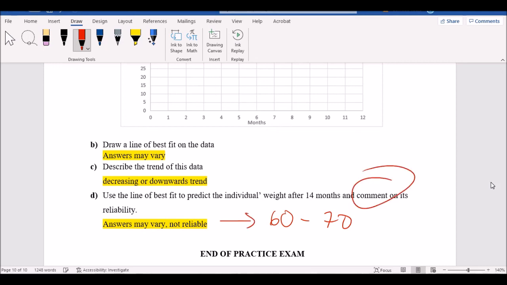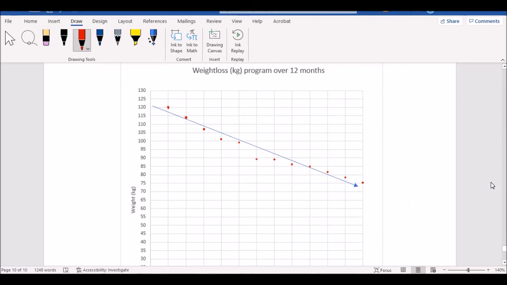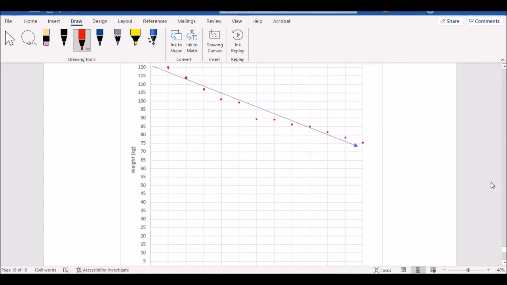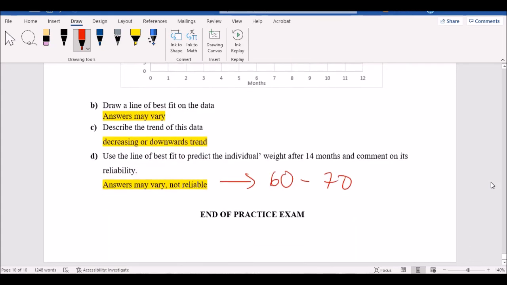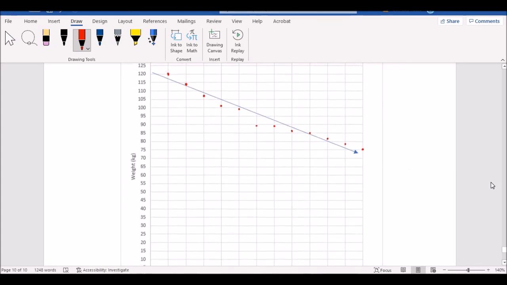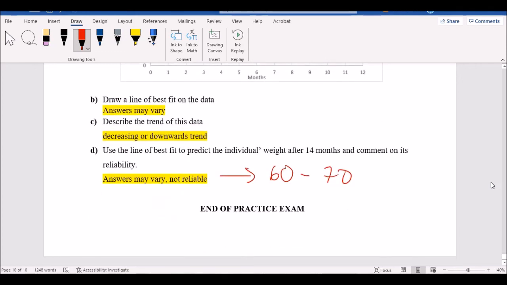And then commenting on the reliability, okay, have a think, guys. Is this going to be an interpolation or extrapolation? Anyone remember? Why is it extrapolation? Good, it's extrapolation, it's outside the given data range, okay? Yes, definitely. Not accurate.